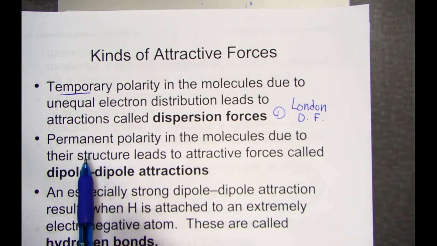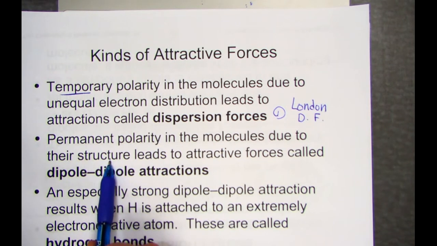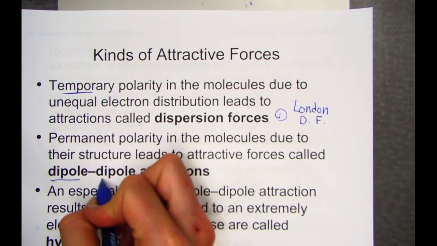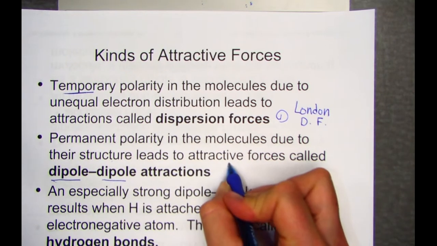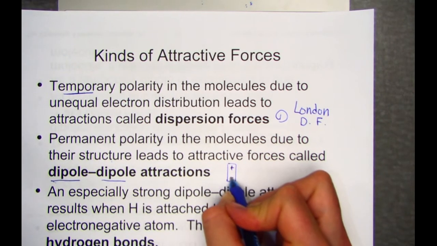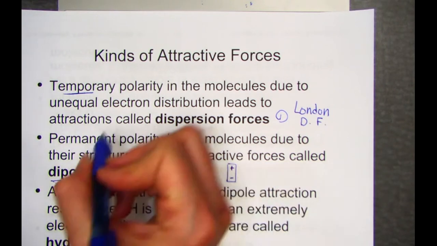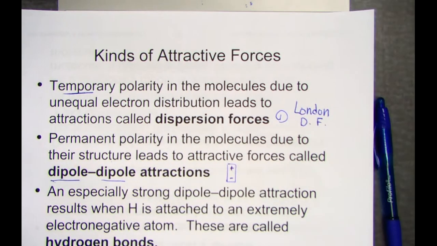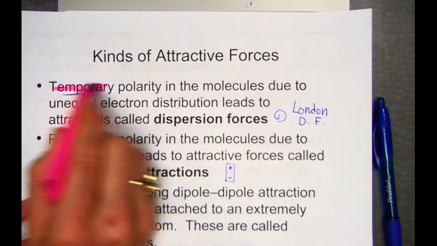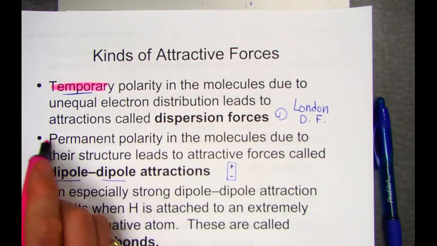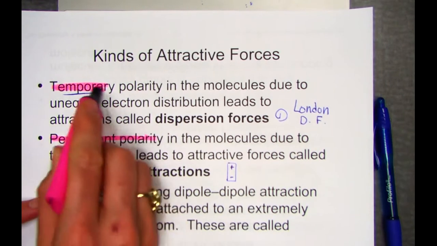Permanent polarity in the molecule due to their structure leads to attractive forces called dipole-dipole. Remember, a bar magnet is a dipole, areas within the same structure that have positive to negative. To highlight the difference, dispersion forces are temporary. Dipole-dipole are permanent polarity.